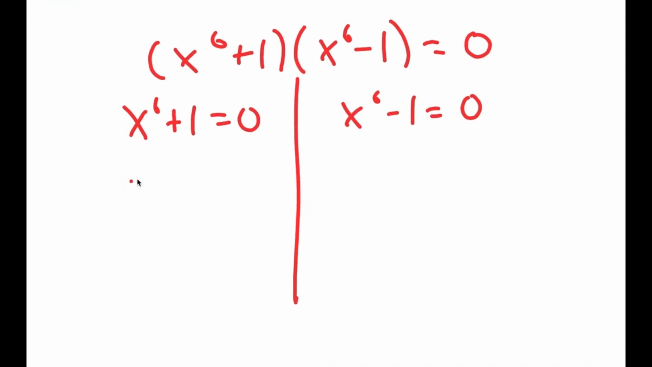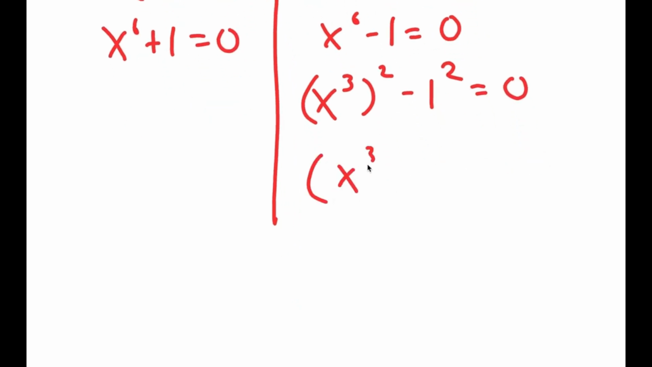Now I'm going to do the same thing again. I'm going to rewrite x to the power of 6 minus 1 equals 0 as (x to the power of 3) squared minus 1 squared is equal to 0. So I can use this property again and get (x to the power of 3 plus 1) times (x to the power of 3 minus 1) is equal to 0.